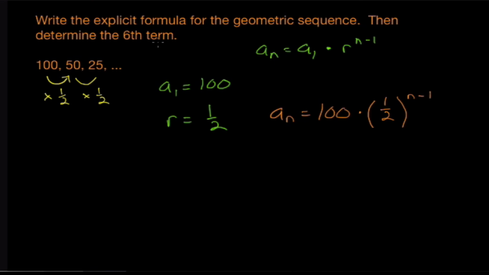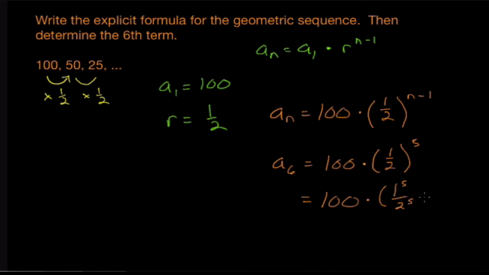Now, to find the 6th term, a sub 6, equals 100 times 1/2 to the 6 minus 1 power, or in this case, the 5th power. And for those of you who remember your rules of exponents, in this case, we can distribute the exponent to the numerator and the denominator. So that's going to be 1 to the 5th power over 2 to the 5th power. And that just simplifies to 100 times 1 over 32.